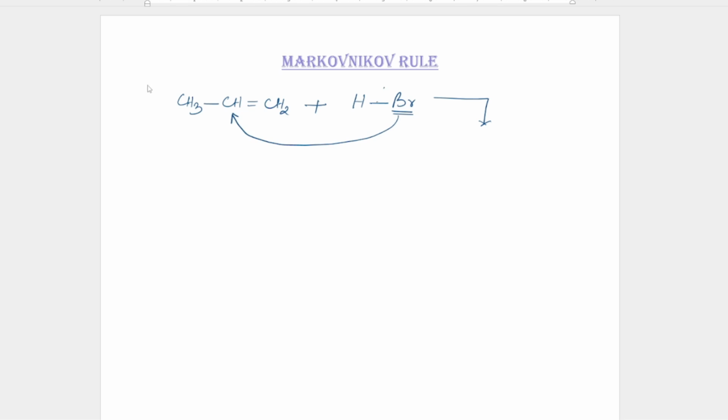So if you consider this one, this is the negative element and this is the positive element of HBr. So the negative element will be attached to the carbon having fewer number of hydrogen atoms. Here it is 1 hydrogen, here it is 2. So bromine will be attached to this carbon atom. So what is the product? It is CH3. Similarly, the hydrogen will be going to that carbon atom, that's why it is CH3. So this will be the major product of this reaction.